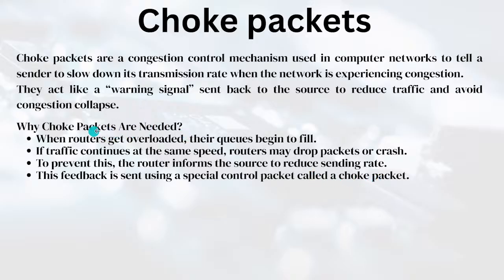Okay, so here when the router gets overloaded, the queue begins to fill, right? If the traffic is already overloaded and continues at the same speed, the packets which are there in the router may drop or it may crash. So to prevent that problem, the router will inform the source to reduce the sending rate. This feedback is sent using a special control packet called the choke packet.